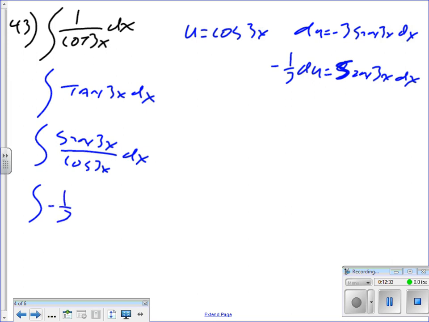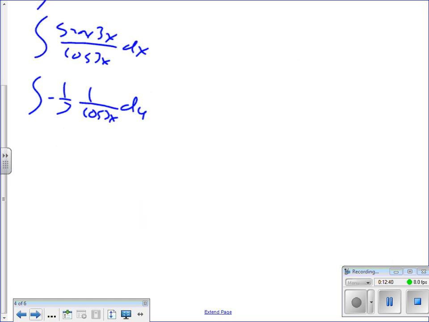Negative 1/3, 1 over cosine of 3x, sorry, 1 over u, my bad, 1 over u du. And the antiderivative of negative 1/3 times 1 over u du is negative 1/3 natural log of absolute value of u, just to make everybody happy. Well, not everybody, just some people. And then put back in 3x to start: cosine 3x.